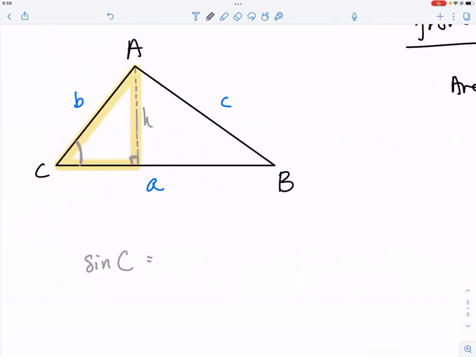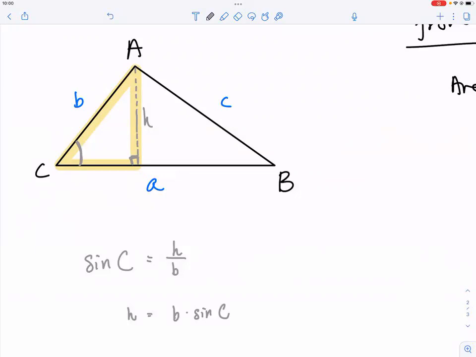Yeah. So sine C is the ratio opposite over hypotenuse. And if I ask you to solve for height, what would it be? If I want you to solve for h, it will be b times sine c, right? You just have to multiply b on both sides.